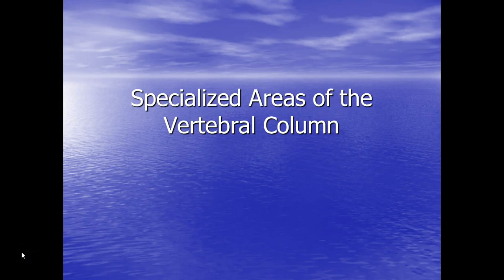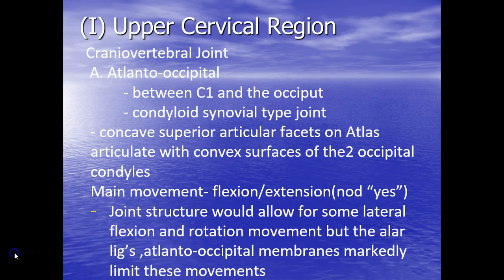In this set of slides, we're going to be looking at the upper cervical spine, both the joints and the ligament structures, specialized ligament structures of the upper cervical spine. So the first joint we're going to look at is the craniovertebral joint, also known as the atlanto-occipital joint.